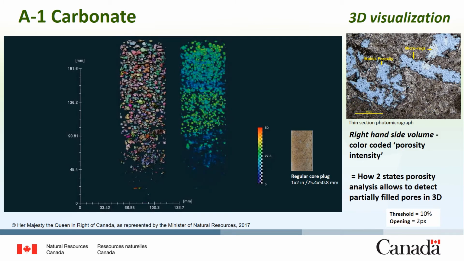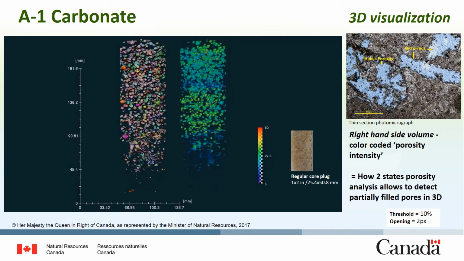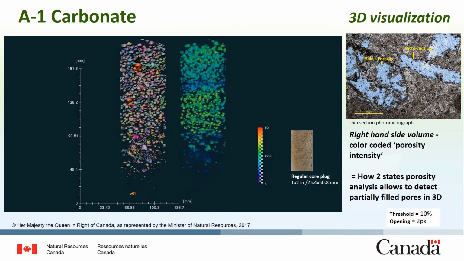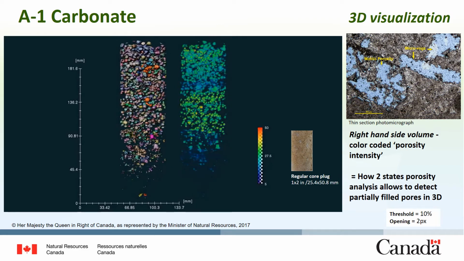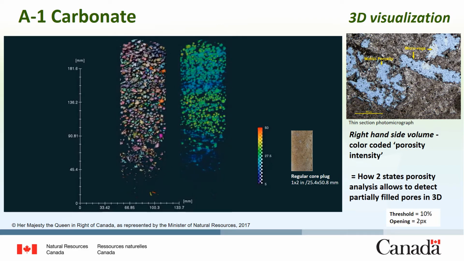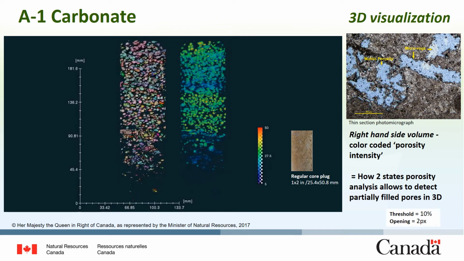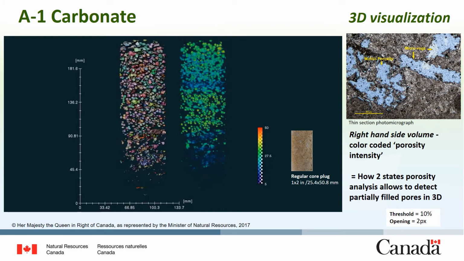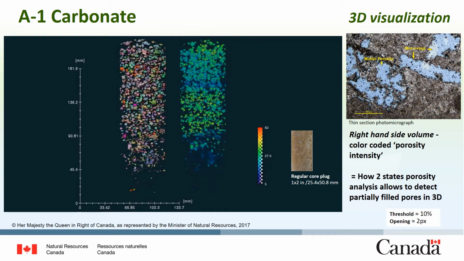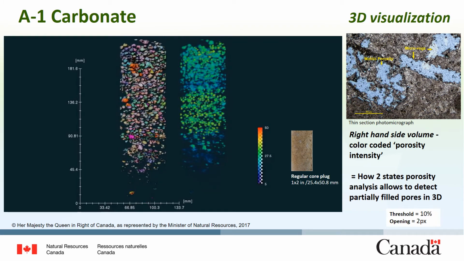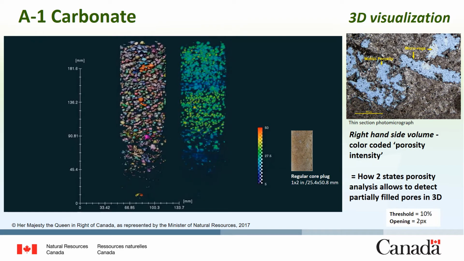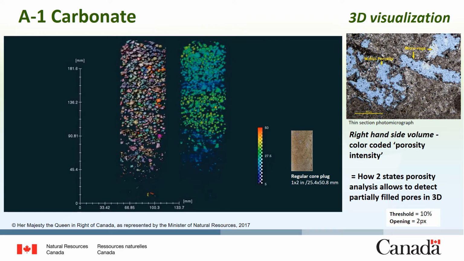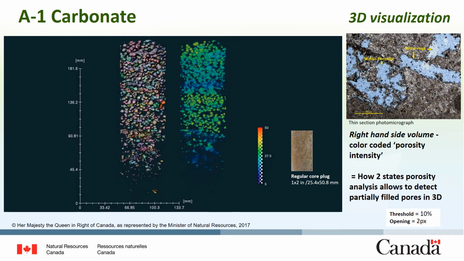Finally, the video output for this A1 carbonate sample. The video output is a key component to visualize the result of the threshold selection and make sure it's a relevant threshold that was chosen. On the left, the 3D volume represents the pore network created once the threshold selection is made. Each color represents one connected pore space.